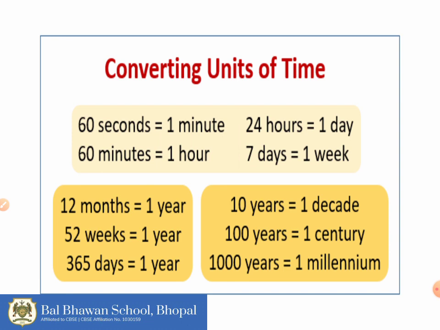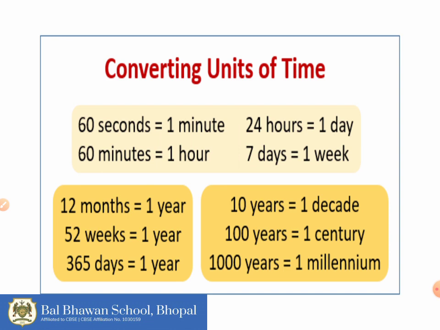So these are the different units which are related to each other in the given manner. For example, if you have to convert 1 minute to second, you will multiply by 60. And if you are converting second to minute, you will divide by 60. Or you can say that if 1 day has to be converted in hours, so 1 day is equal to 24 hours. 1 hour is equal to 60 minutes. 1 week is equal to 7 days.